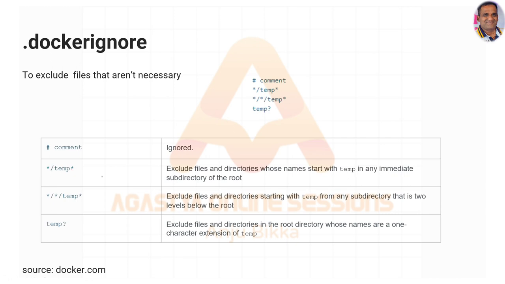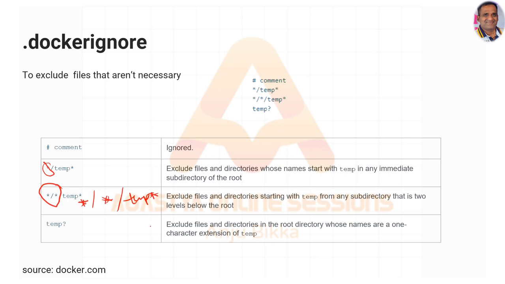/temp*. If you want to exclude the files and directories starting with temp from any subdirectory that is two levels below the root, you have to specify two levels below. So this is one level below, this is two levels below, like this: one level, again one level, then again temp*.